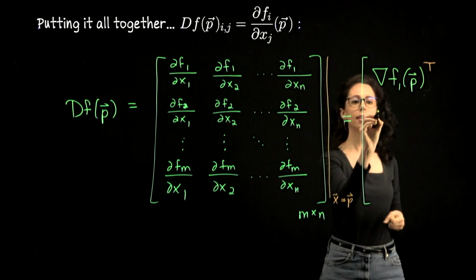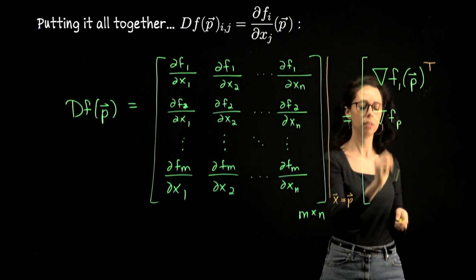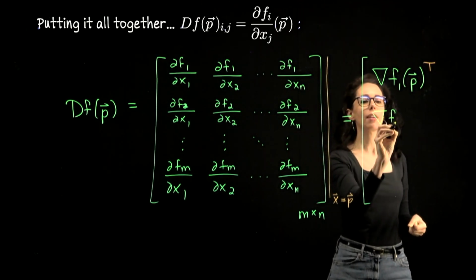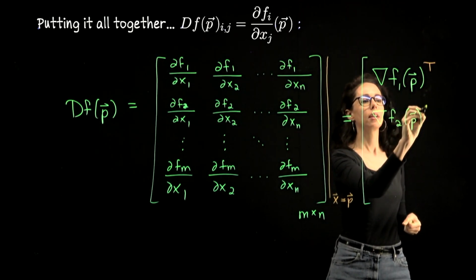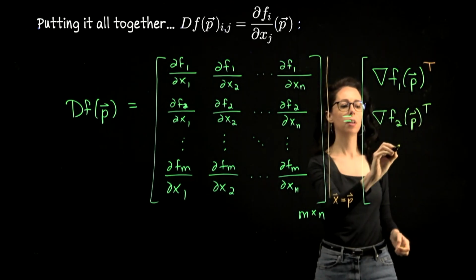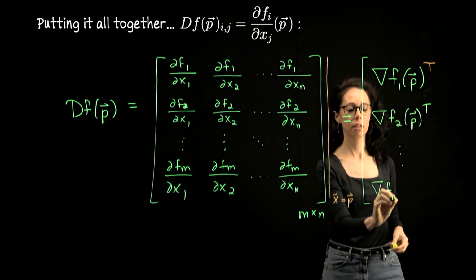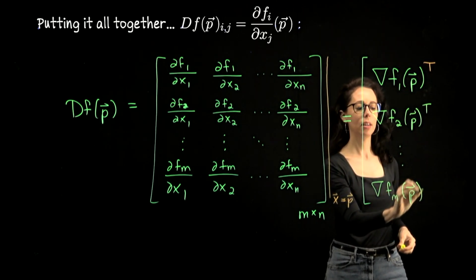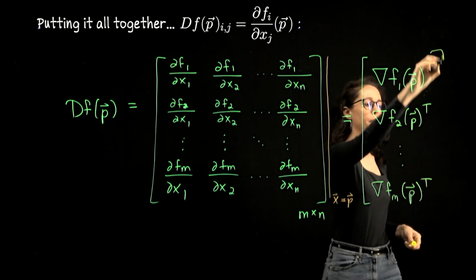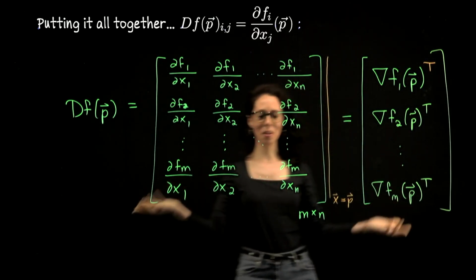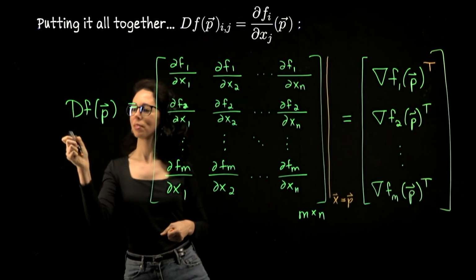Okay, likewise, this is the gradient of f2. Ugh, so many subscripts. The gradient of f2 evaluated at P, but converted into a row, all the way through the gradient of fm evaluated at P turned into a row. Okay, so this is our famous Jacobian matrix.